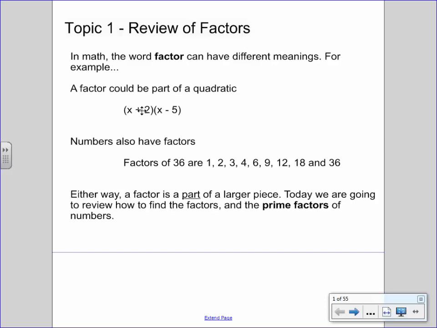You could break up a quadratic into these two parts, but you can also just factor numbers. And this is like grade 7 or 8, where you find the factors of a number. Like, for example, do you guys know what I'm talking about here when I say the factors of 36 are all these values? Why is 5 not a factor of 36?